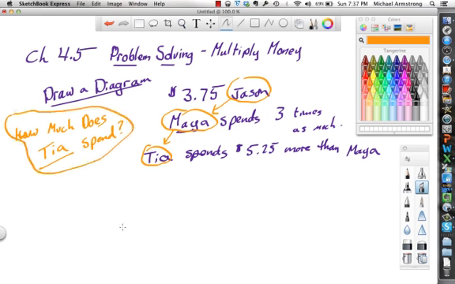Okay, so read the problem. What do I need to find? I need to find blank. Well, I need to find how much Tia spends, or how much she spent. What information do I need to use is the second block. I need to use the amount spent by Jason, number 1, to find the amount spent by Maya, number 2, and Tia at the fair. How will I use the information? I can draw a diagram to show how much each person spent, starting with Jason and working up through Maya to Tia.